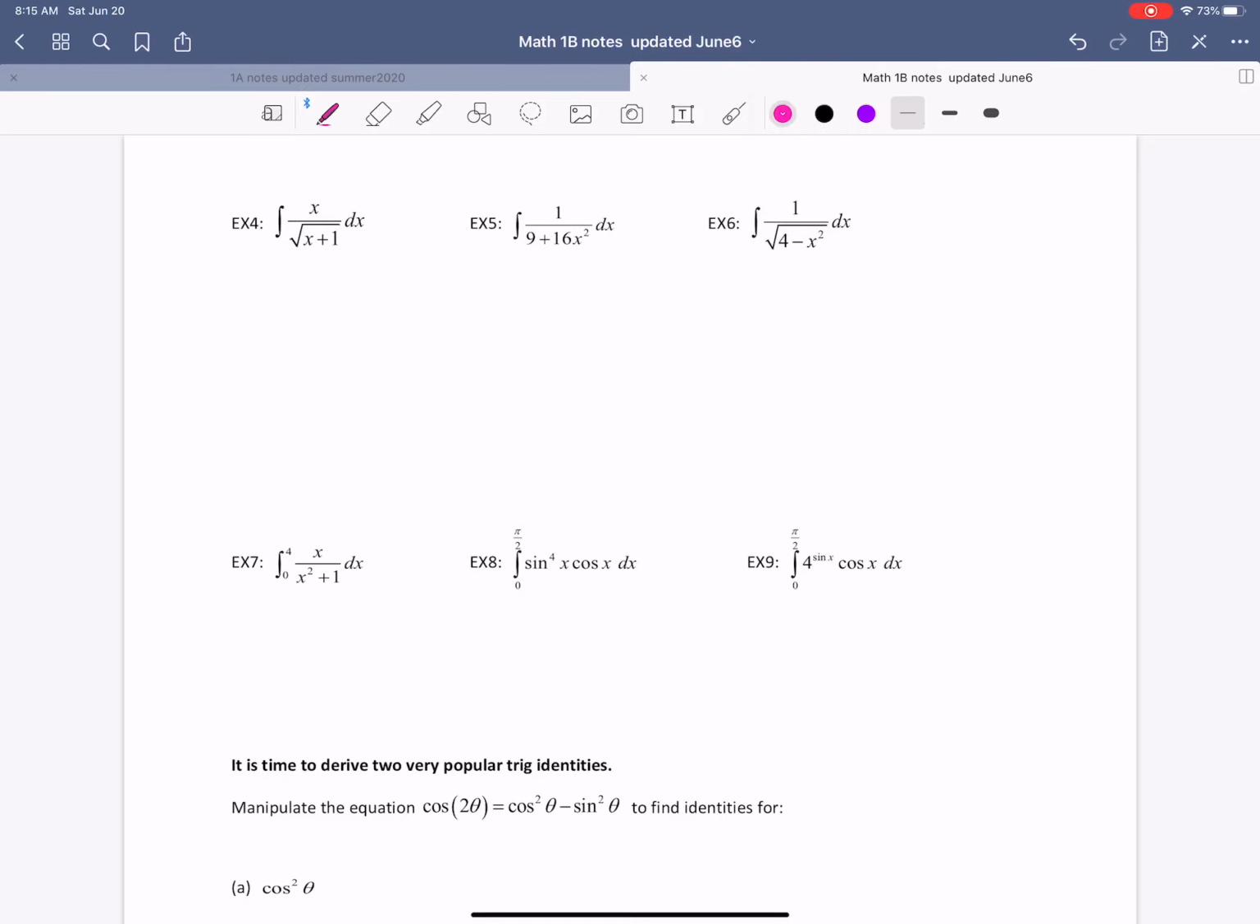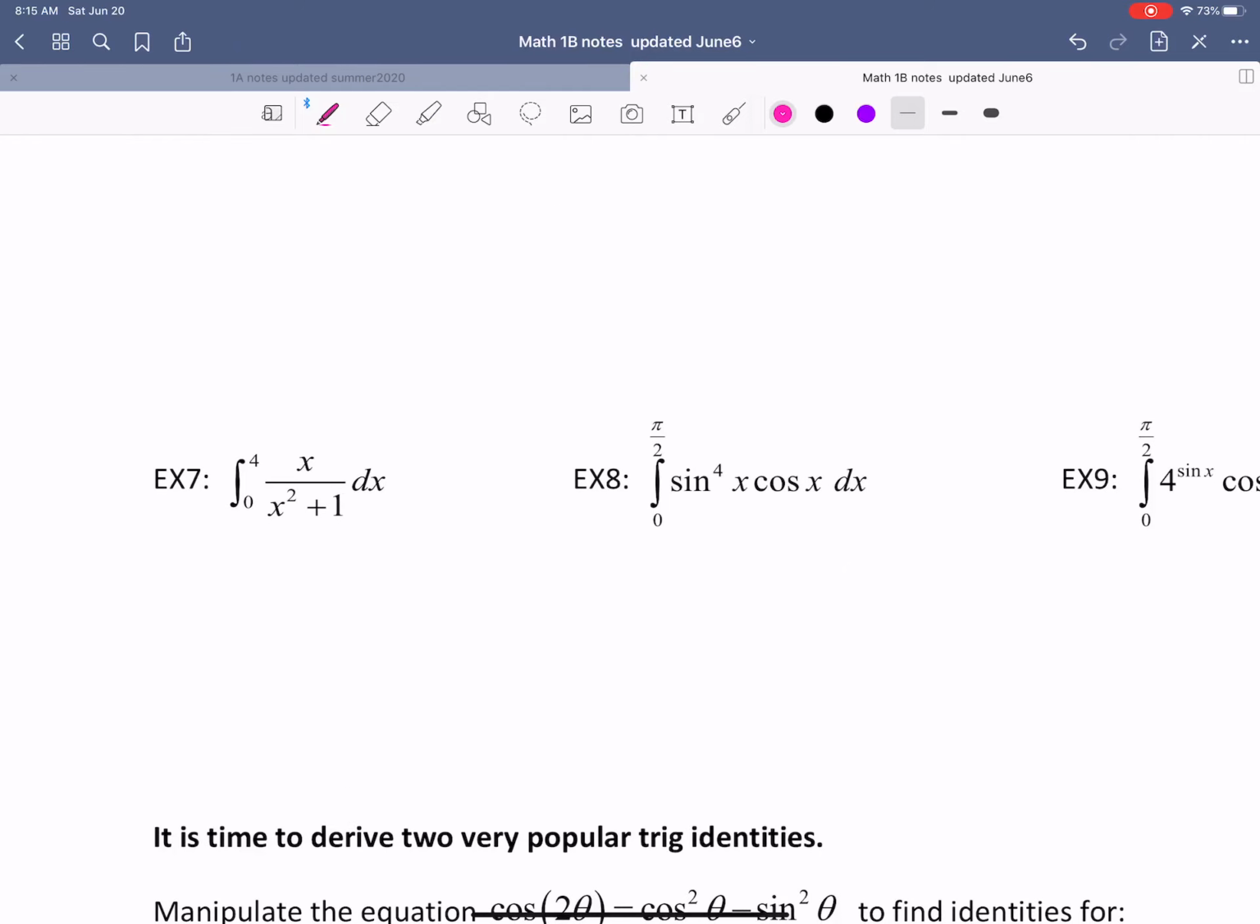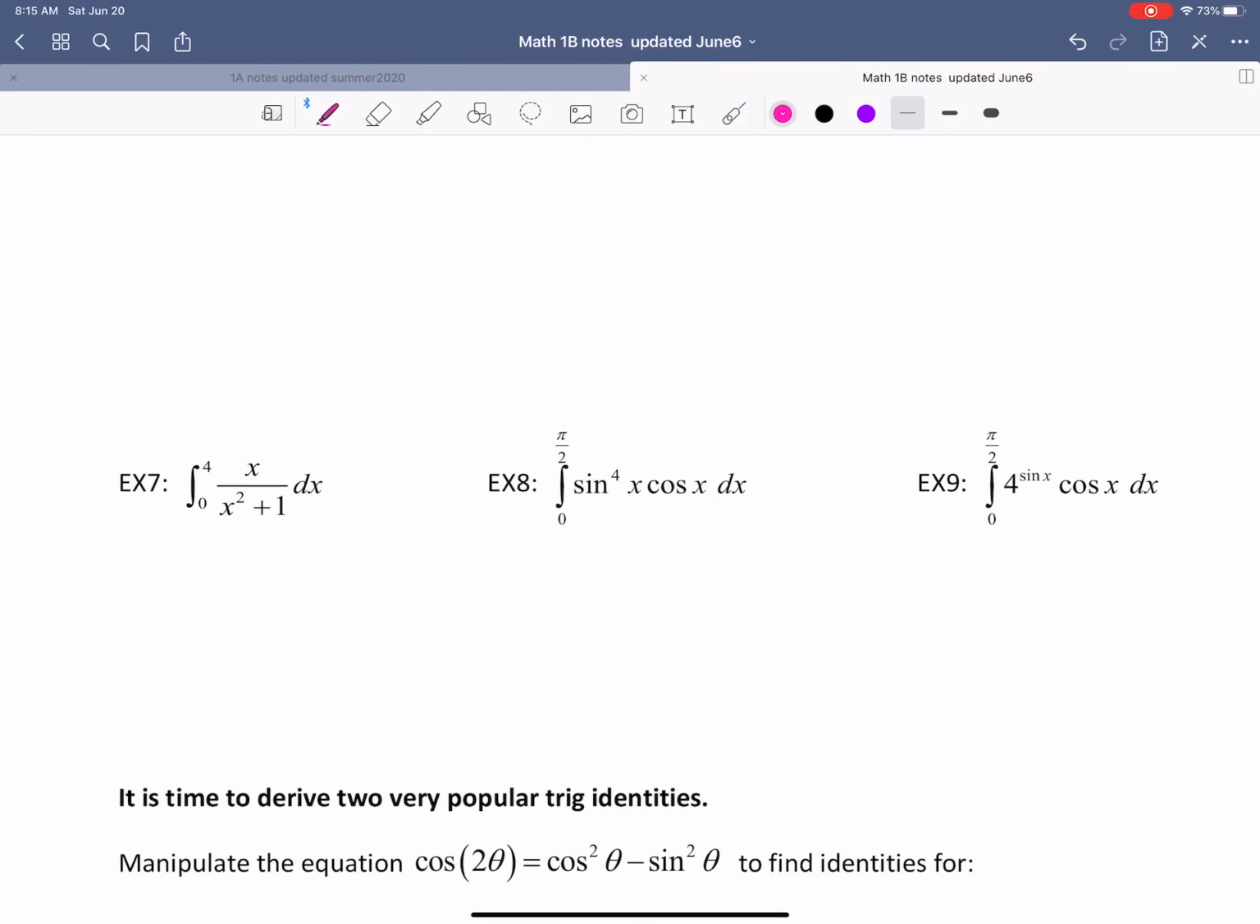Okay, so the example number 7. I'm going to let x squared plus 1 be the u, 2x dx be du, x dx be 1/2 du. Okay, so also I can see when x is 0, u would be equal to 1, and when x is 4, u would be equal to 17.